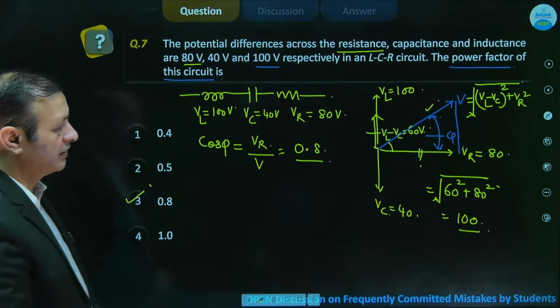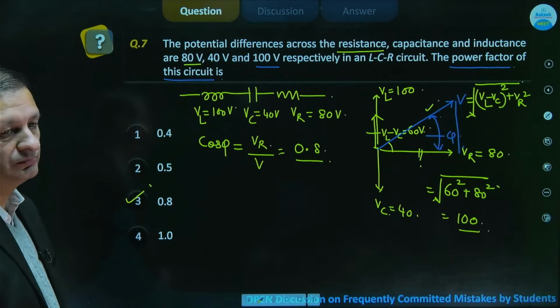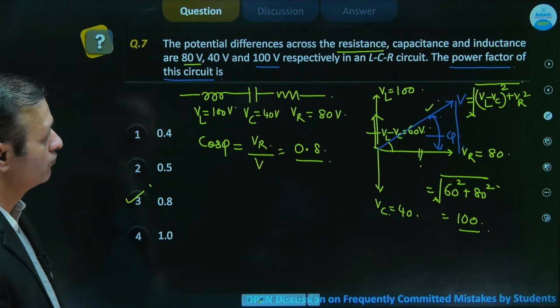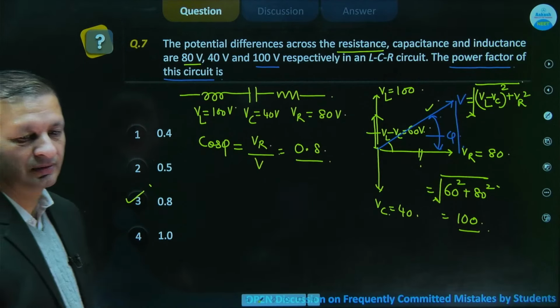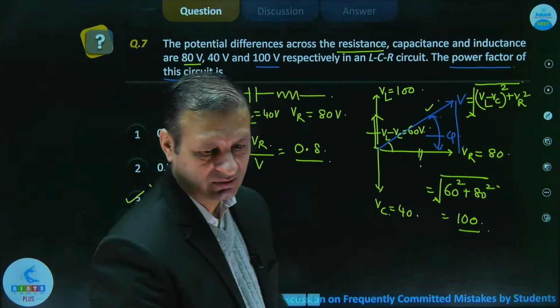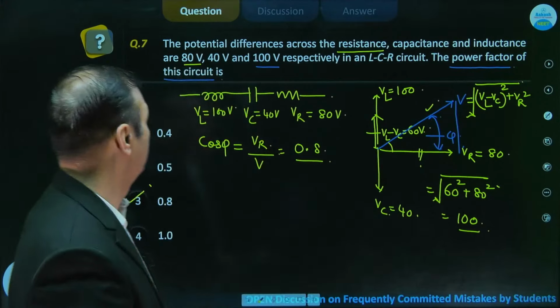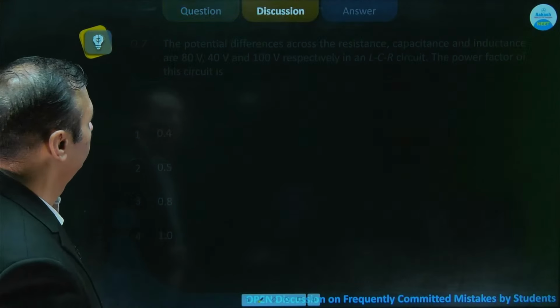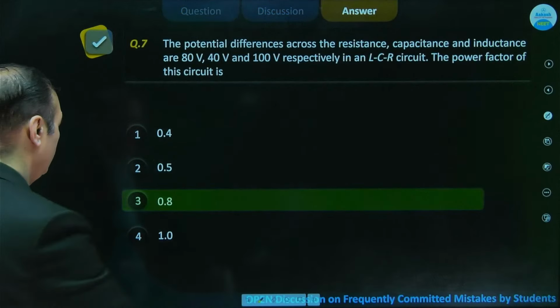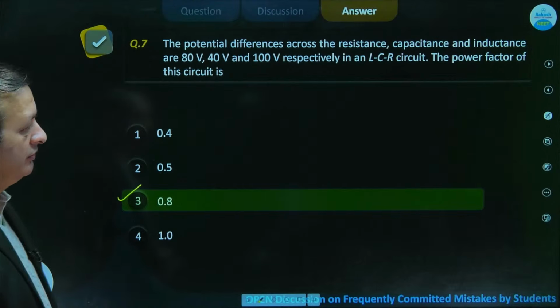Any doubt from this part? Surely well? Good, Sharma ji. So shall we move? Okay, 0.8 is the correct option.